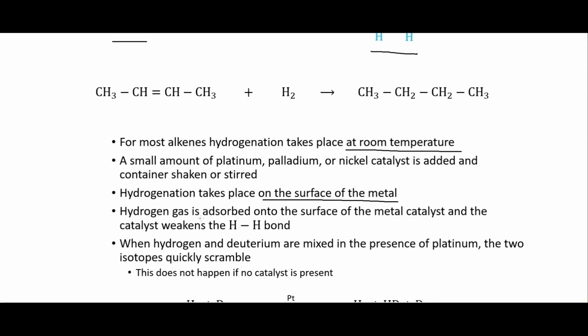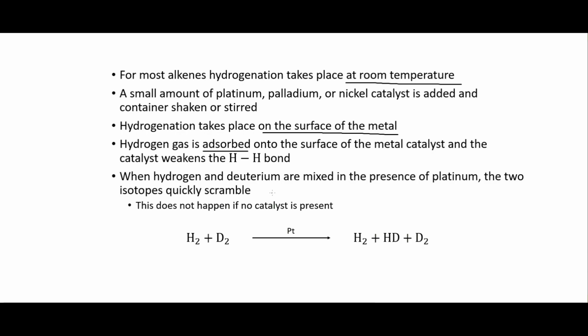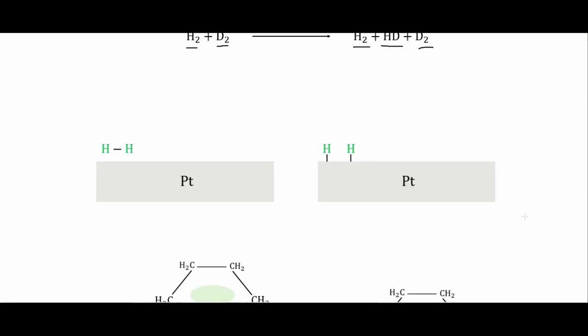So the hydrogen gas is adsorbed onto the surface of the metal catalyst, and the catalyst weakens that bond between the two hydrogens. For instance, when hydrogen and deuterium are mixed in the presence of platinum, the two isotopes quickly scramble. So if we have our hydrogen and our deuterium here, which is just an isotope of hydrogen, and we mix it with platinum, we end up with some H2, some D2, and some HD molecules in there, because that platinum is breaking those hydrogen bonds, which is what we want for hydrogenation.